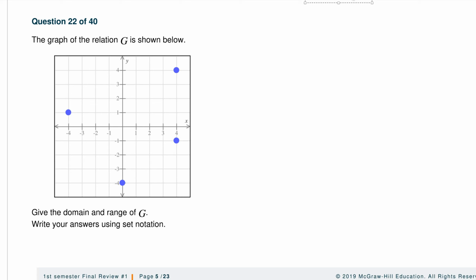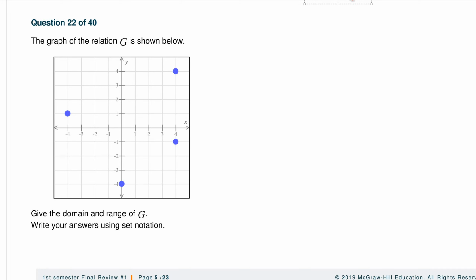22, give the domain and range of G. Okay, the graph of the relation G is shown below. So all the points on the graph are part of relation G. So all we need to do is write down an X and Y value table. To make it convenient for you to follow me on the screen, I'm going to label the points as point A, point B, point C, and point D.